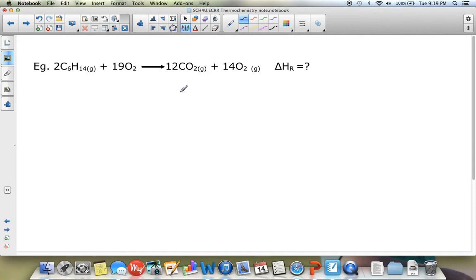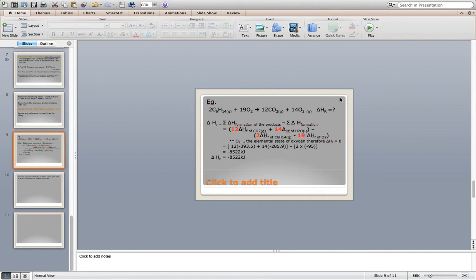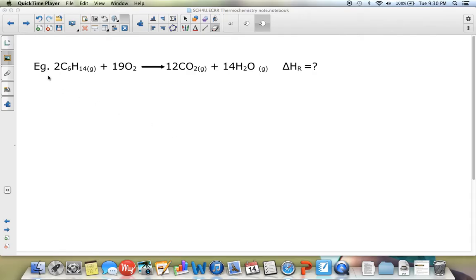Some things that we need to know for this is that your heat of formation of CO2 is equal to negative 393.5 kilojoules per mole. Your heat of formation of liquid water... why do I have water there? All right, let's try another example.